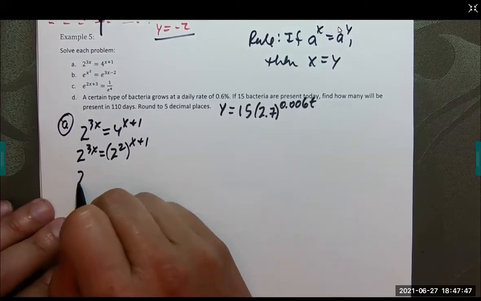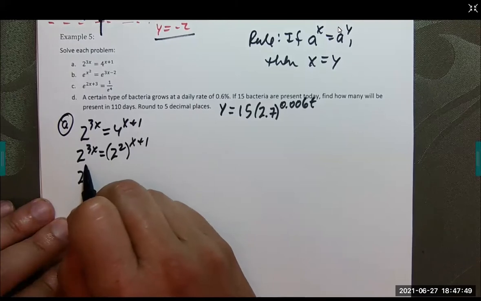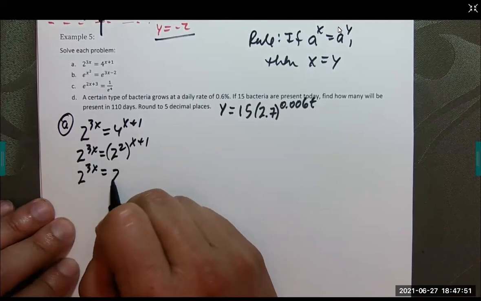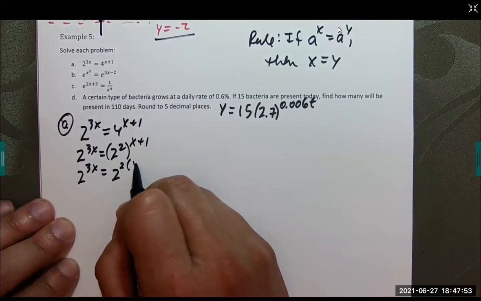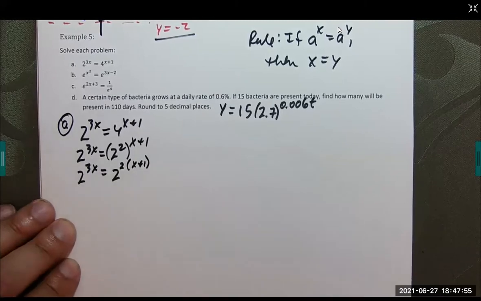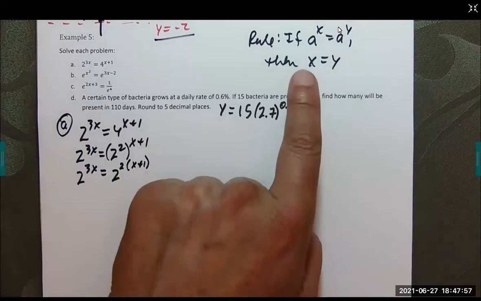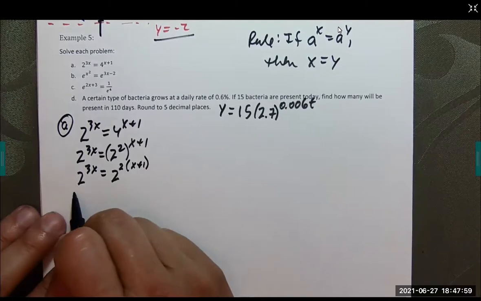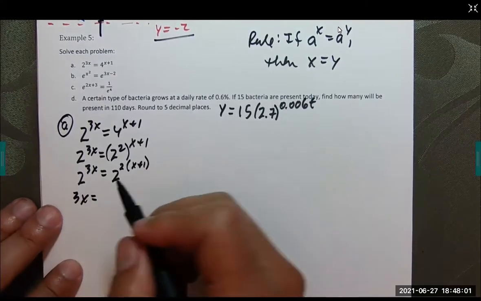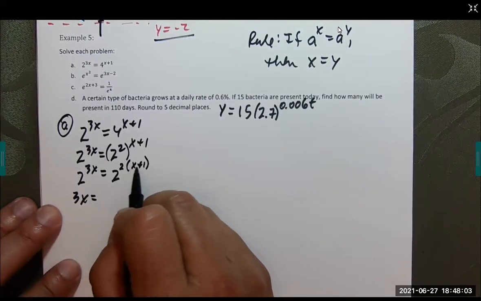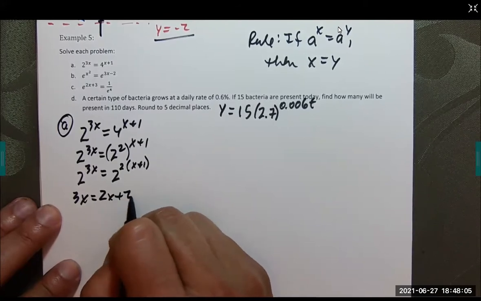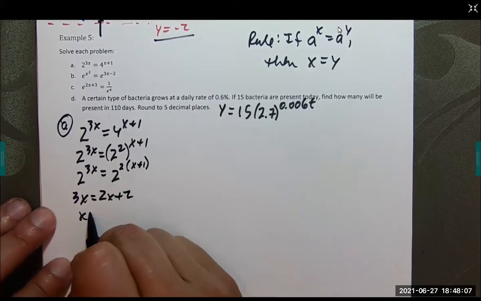And if you recall, if you have a power raised to a power, that means that I have 2 raised to the 2x plus 1 power multiplied. And now you can see the bases are the same, which means the exponents have to be the same. I'm going to go and distribute that. 2x plus 2, which means x equals 2.